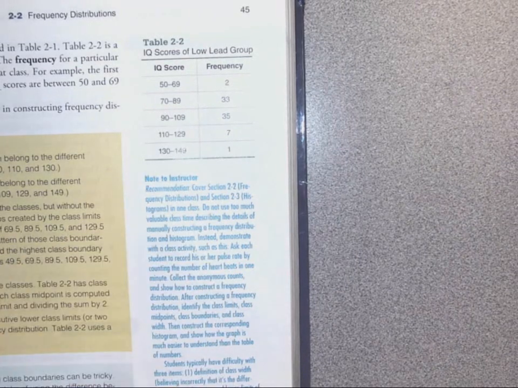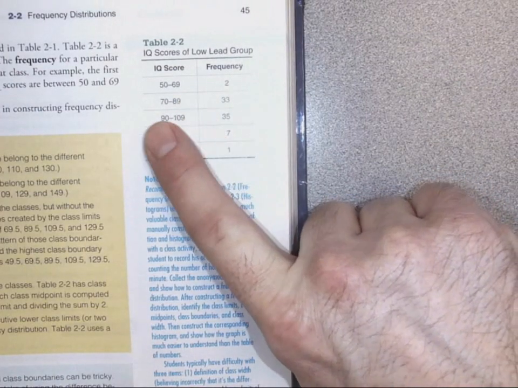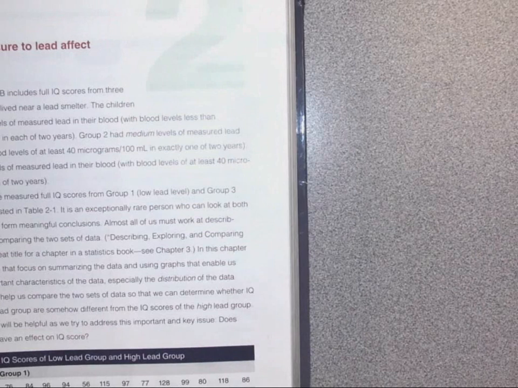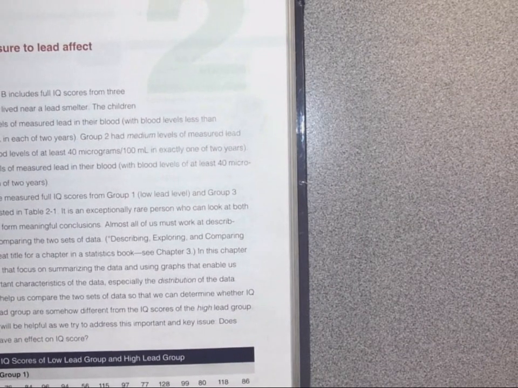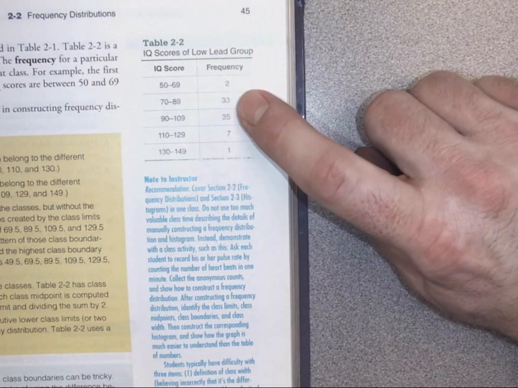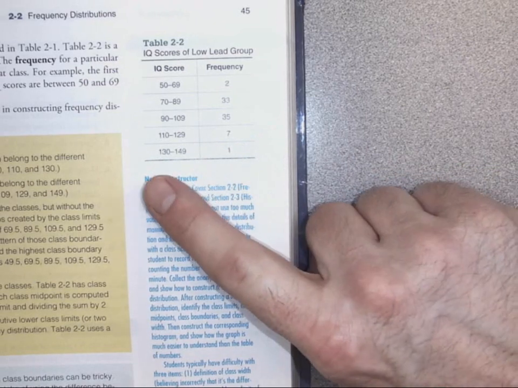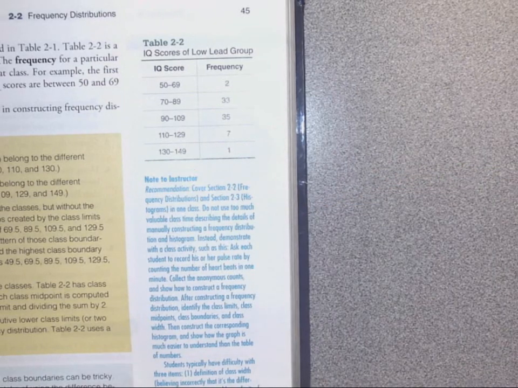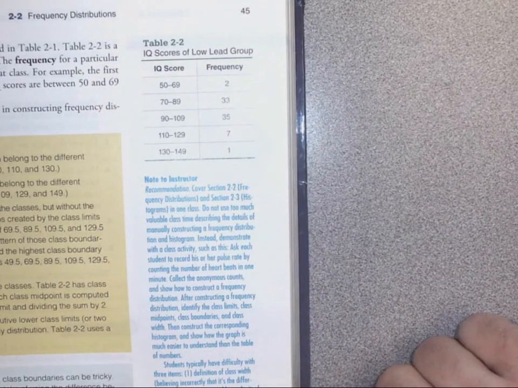So the way they did that is they asked how many are in 50 through 69. They counted 2 of them. Then they went through 70 through 89, counting 1, 2, 3, 4, 5. So they're making a count of how many are in the 70s or the 80s, and there are 33 of those. 35 are between 90 and 109, 7 between 110 and 129, and 130 between the other ones. So this is an organizational scheme that would be useful to us.